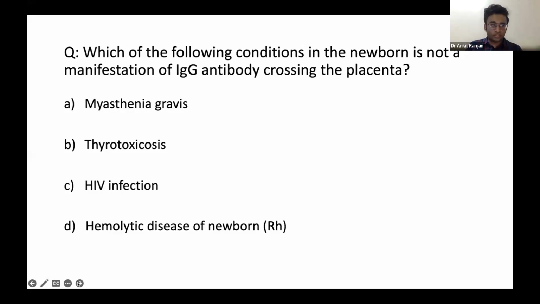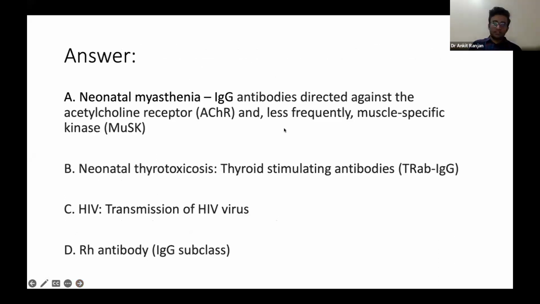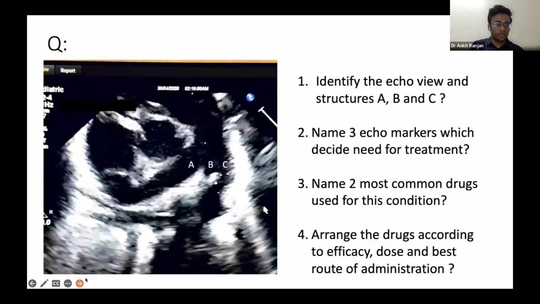Okay, since this was a short question, most of you must have read the question. So the correct answer, as many of you have predicted, is C. In neonatal myasthenia, we have IgG antibodies directed against the acetylcholine receptor and, less frequently, MuSK receptors. In neonatal thyrotoxicosis, it is against the thyroid stimulating antibodies, again IgG. But in HIV, the transmission of the HIV virus itself causes the disease. So this is the correct option, and that's why we use DNA PCR to diagnose such cases. Okay, moving on to the next question.